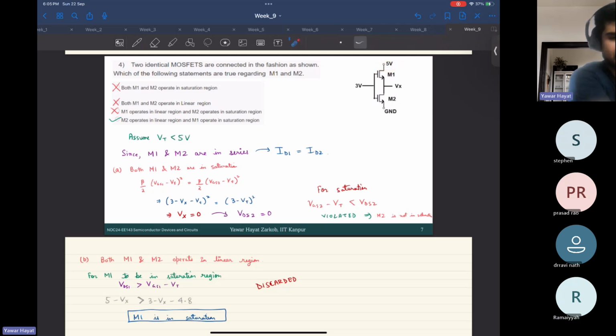Had the cutoff region come into the picture in the options, then I wouldn't have been able to use this assumption. Then probably this VT would have been given. I can say that way. Fine. Okay.